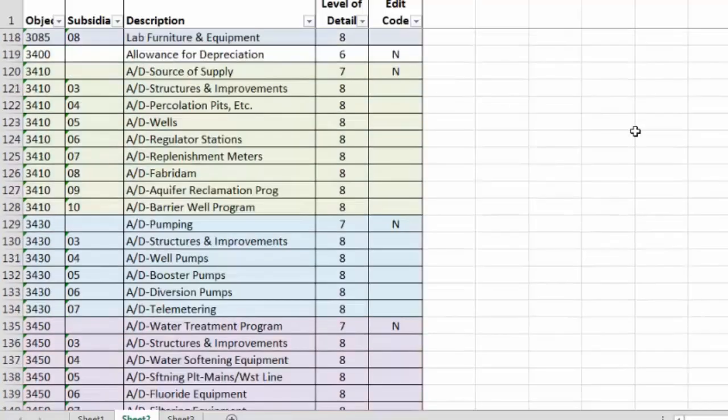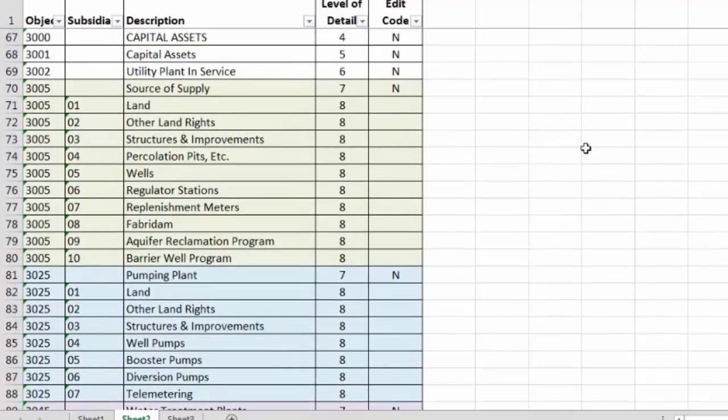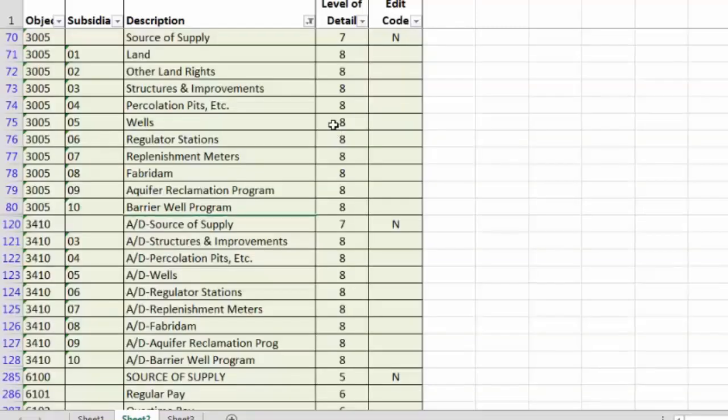So let's go ahead and look at our color filtering here, and I'll show you another reason why I think this is a very well-designed chart of accounts. We're going to look at our color groupings. So we're going to take just the very first one and we're going to look at that. We're going to say, show us everything in this particular color. Okay? This is source of supply. This is our very first group. So here's source of supply, and we have our subsidiaries as 0, 1, 2, 3, 4, 5, etc.